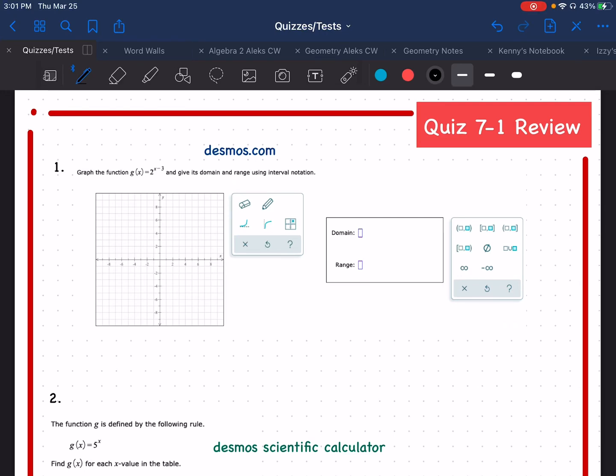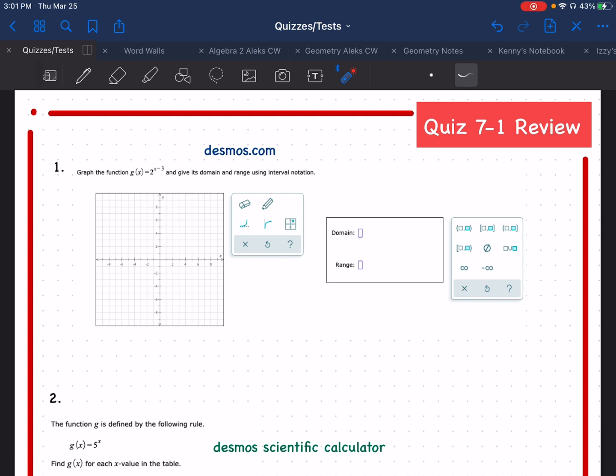Today I'm going to do the quiz 7-1 review. Let's go ahead and take a look at our first question. You're going to be asked to graph an exponential function like this one here. So we are going to go over to Desmos.com and we're going to graph the points and then give the domain and the range.